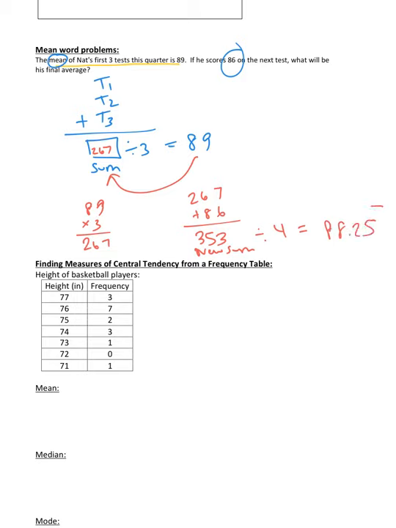And remember, don't round unless you are told to in the problem, and we weren't, so you just leave it like that. Okay, so you can't add 89 and 86 and divide by 2. That's not going to work. That's a very common mistake.